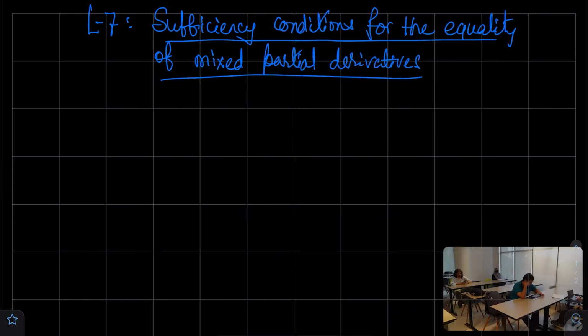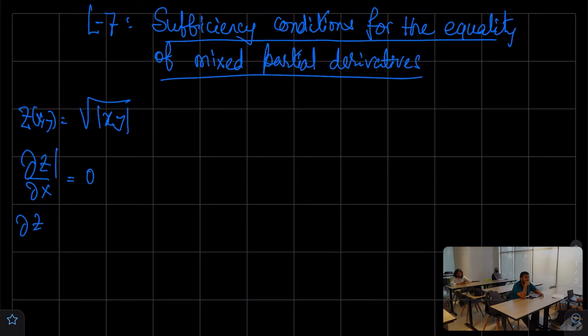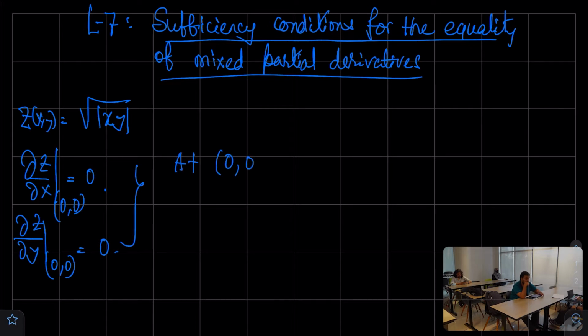However, the question is that you have a function z of x, y equal to the square root of xy, and you have to show two things: that dz/dx is equal to 0 and dz/dy is equal to 0 at the origin. At the origin they're both 0. This is problem 6 on page 269. So at the origin, the question is, do we have a tangent plane?